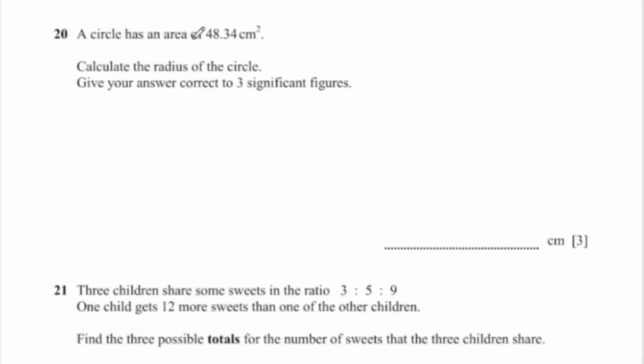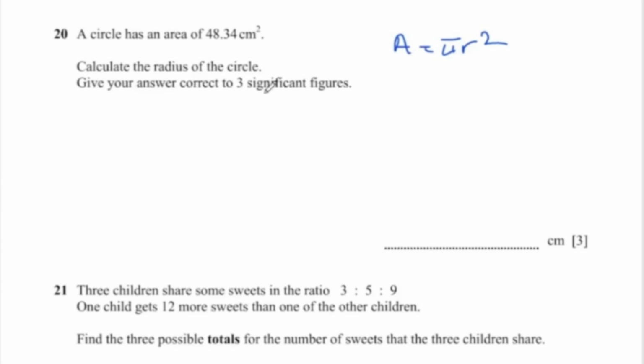Good. Now, a circle has an area of 48.34 centimeters squared. Calculate the radius of the circle. So we know that the area of a circle is equal to pi r squared. Okay, area of a circle is pi r squared. We are required to give our answers to 3 significant figures.